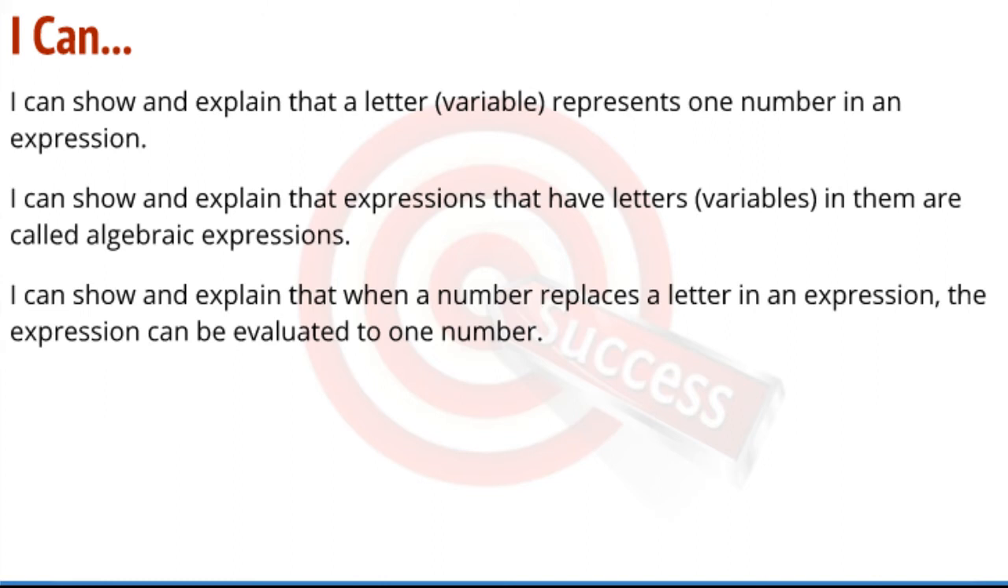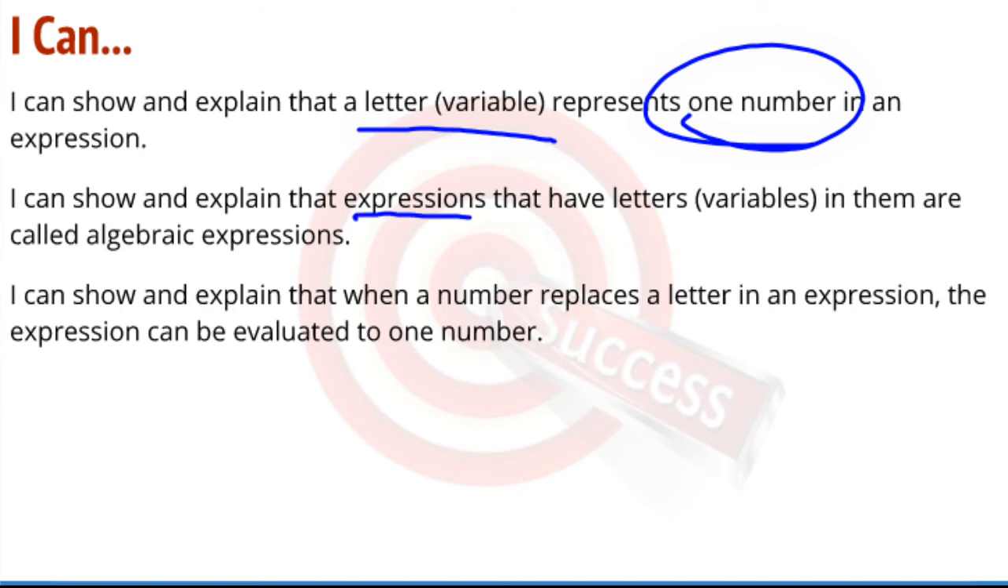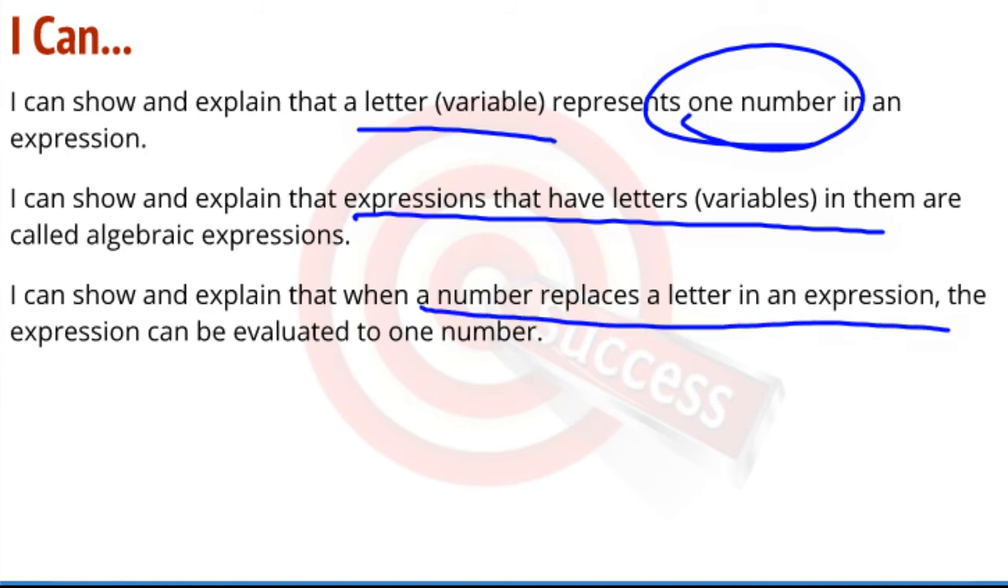All right, so hopefully at this point you can show and explain that a letter, a variable, represents one number in an expression. Hopefully you can talk about expressions that have letters in them and call them algebraic expressions. And hopefully you can explain that when a number has replaced a letter in an expression, once we've done that substitution, we can evaluate that. We've switched from an algebraic to a numerical expression.